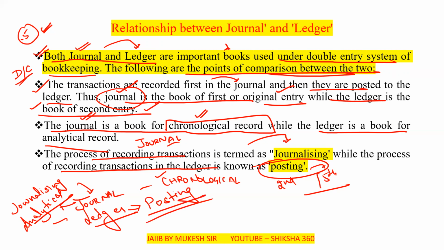So I think all of you are able to understand all these points: what is journal, what is ledger, and how the entries are recorded into the ledger and into the journal, and how they are to be represented. Hope you are able to understand all the points, and you will understand more as we discuss the questions along with that.